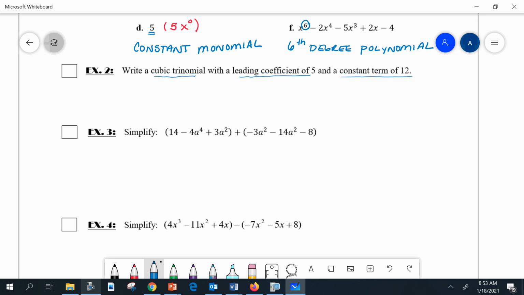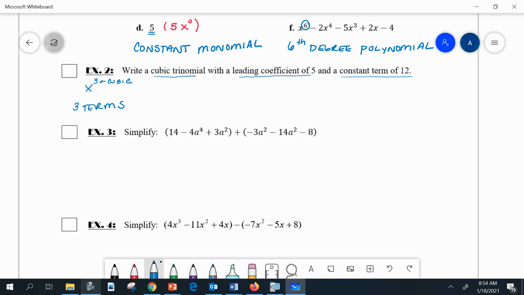So when I hear cubic, cubic is going to refer to the degree, and so that I know that I'm looking at having an x or a y or whatever variable you want to the 3rd power. Trinomial means it's going to have 3 terms. So now let's start putting this together and see if we can't make some sense out of this.